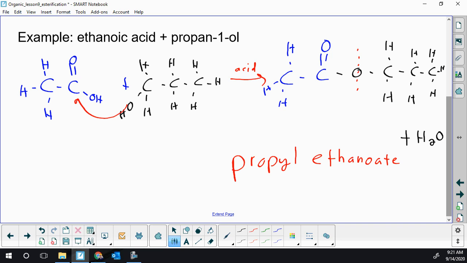Propyl ethanoate is the name of that ester, okay? Regardless of how it's written, how it's flipped, how it's rotated. Any questions before I end with the line structure? Question?